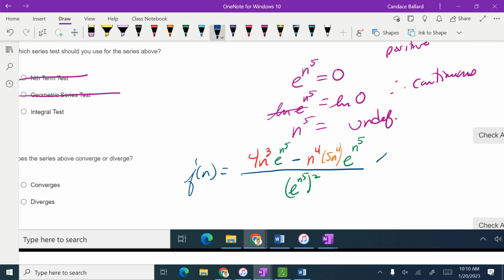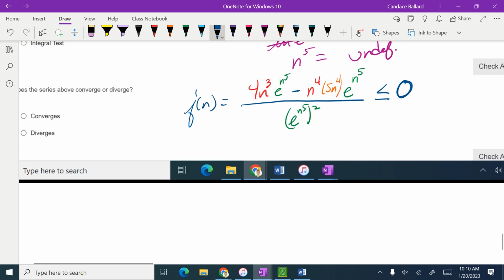I need to force this to be less than or equal to what? Notice I'm not bothering simplifying. I will do the simplifying as I do the next step, because I'm trying to write out less work. When I multiply it to the other side, the denominator cancels to 0, right? So I have 4n cubed, nothing else I can do with this first term. Here I could put my n's together, so that would be minus 5n to the 8th e to the n to the 5th. Sorry, not equal to 0, less than or equal to 0.